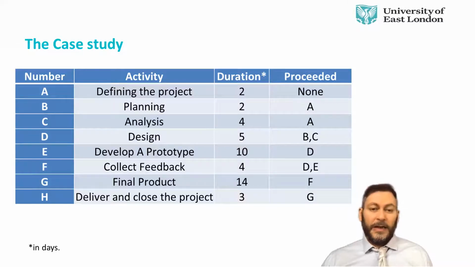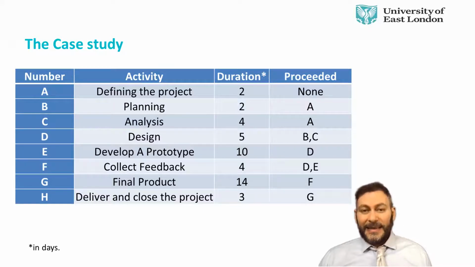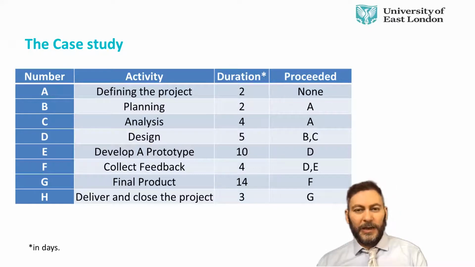And you can see 2 days for defining, 2 days for planning, 4 days for analysis, and so on and so forth. It's a mistake sometimes that students make very quickly, because one of the first questions you get with project network is to tell us the total duration of the project. And what students do, they add up all these numbers, and in this case it's 44 days, and that is wrong. You do not add up these numbers.